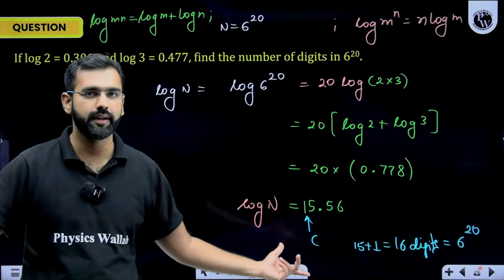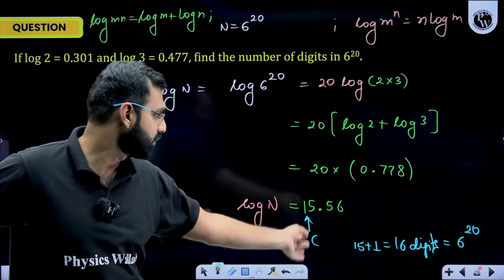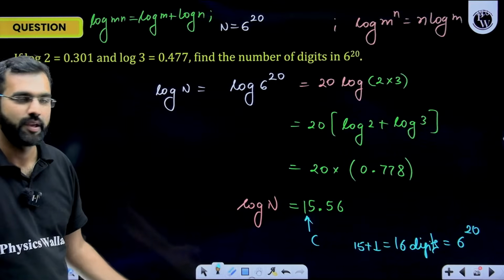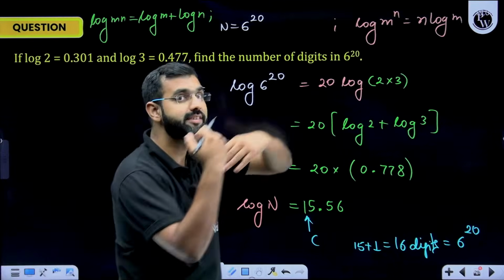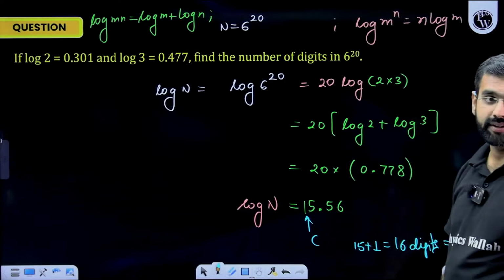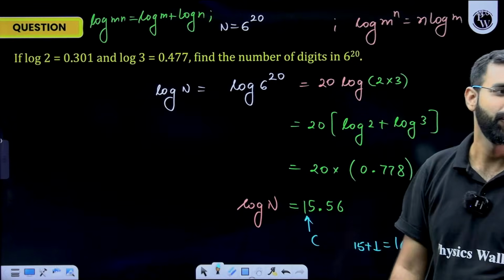And it will be purely integral. There will be no decimal part in this. So 6 to the power 20 will have 16 digits. Amazing it is, isn't it? With logarithm, without even calculating 6 to the power 20, I could tell you the number of digits in 6 to the power 20. Interesting, isn't it?